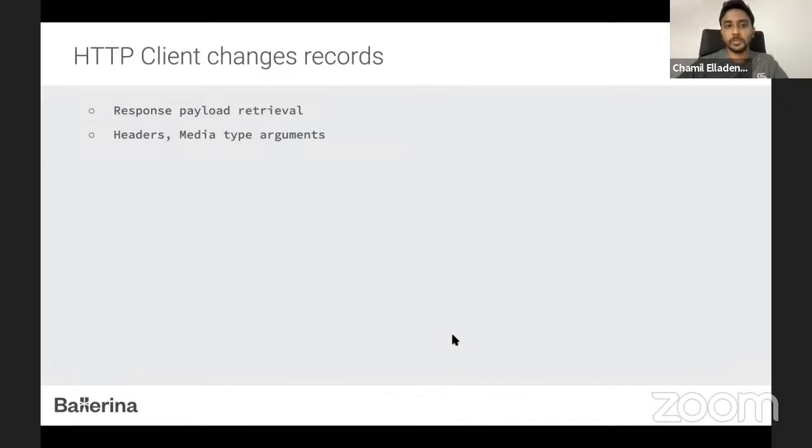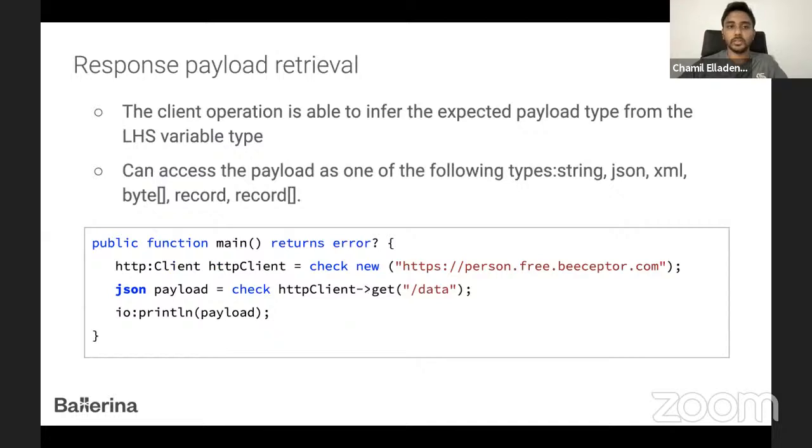So now let's quickly move on to the HTTP client related changes. Mainly it focuses on client data binding and payload retrieval. The client operation is capable of inferring the expected type from the left-hand side variable type. Now, if you can see this method, this remote method does not specify what payload type you need, but it has the capability to infer the expected type from the left-hand side variable type. That is one of the useful features you can add to your program. So you don't need to specify the target type here. You can just leave it like this, and the client operation can infer it from the left-hand side.